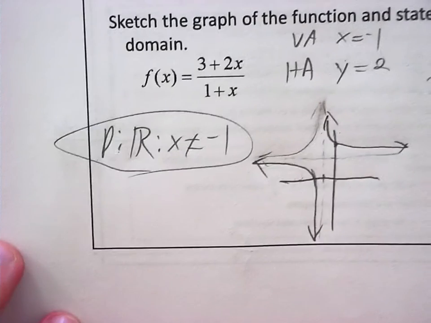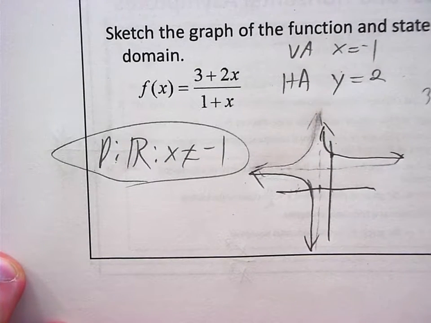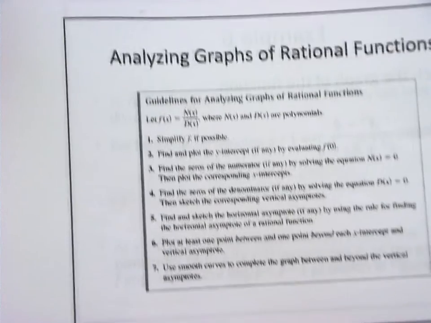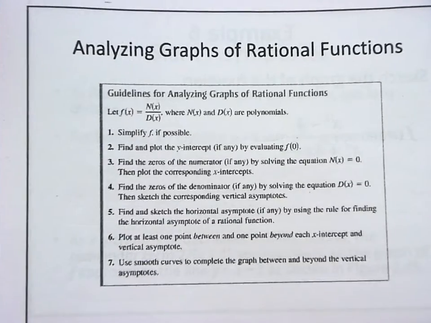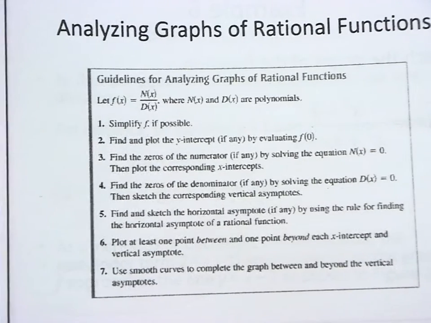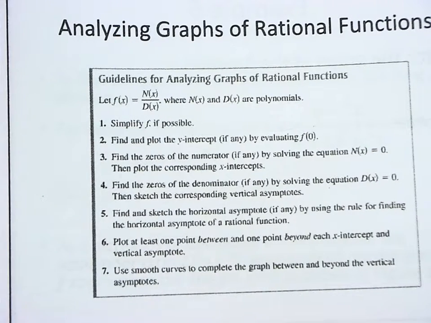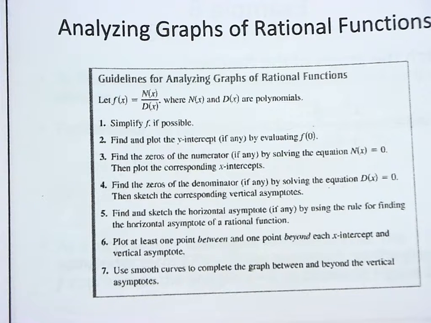So will there ever be a time when they're not opposite corners? Oh, yeah. You can't just rely on that. It'd be nice, but no, you can't rely on that. This actually gives you 7 steps to do these things consistently. Guidelines for analyzing graphs of rational functions.